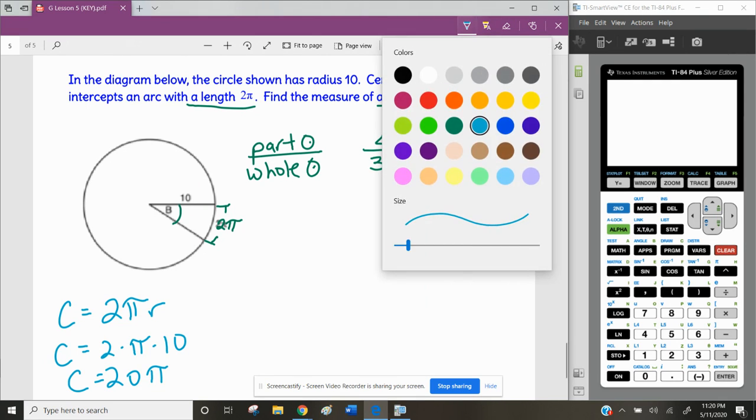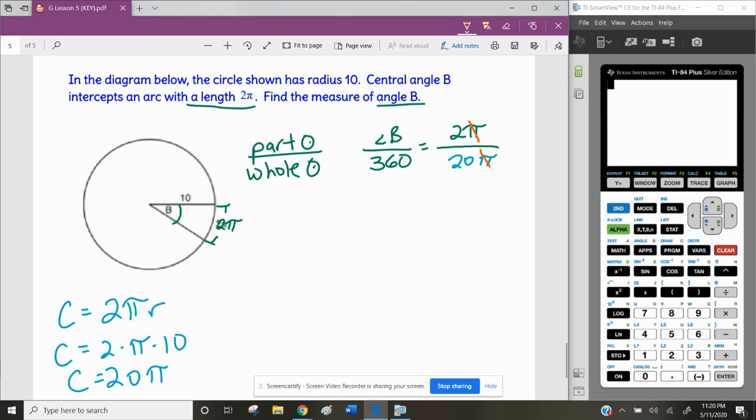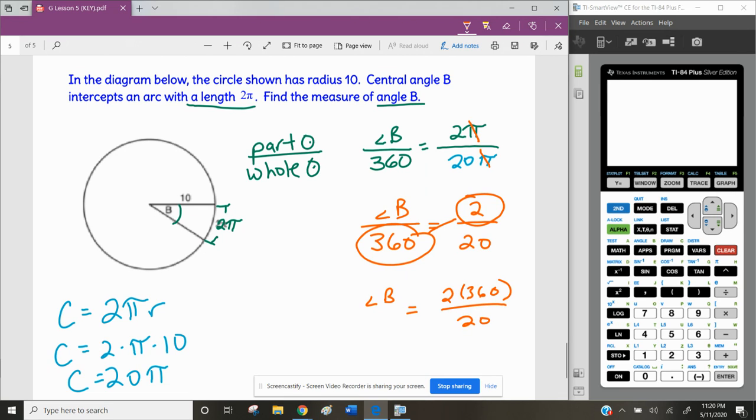And I'm going to cancel those pi's out, because that's extra buttons I don't need to push in my calculator. So I have angle B over 360 equals 2 over 20. You could reduce this fraction down. I'm using a calculator anyway, so I don't really need to do that. So I'm going to have 2 times 360 divided by 20, and we get 36 degrees for angle B.